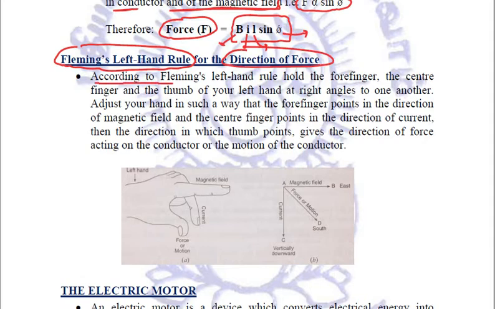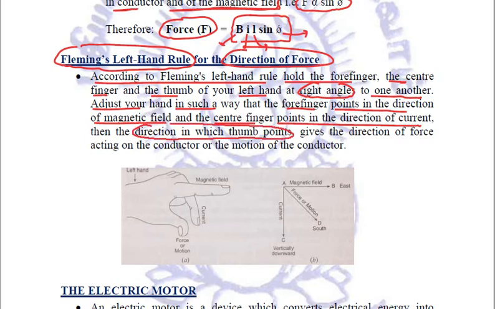Now, according to Fleming's left hand rule, hold the forefinger, the center finger, and the thumb of the left hand at right angles to one another. Now we need to adjust the hand in such a way that the forefinger points in the direction of magnetic field and the center finger points in the direction of current. Then the direction in which the thumb points gives the direction of force acting on the conductor or the direction of motion of the conductor.